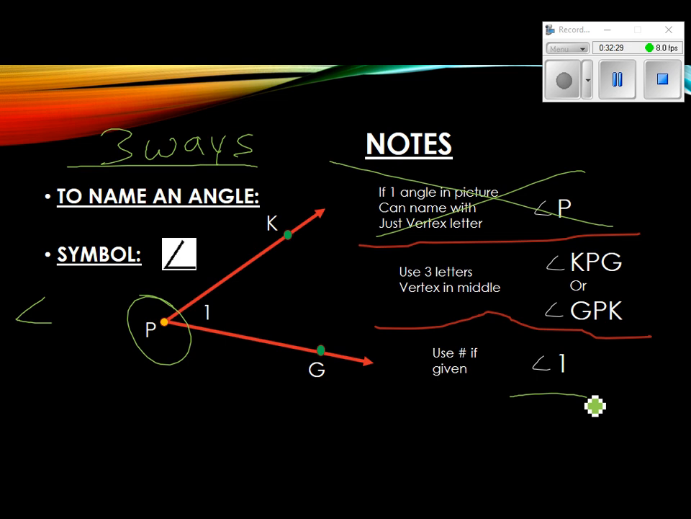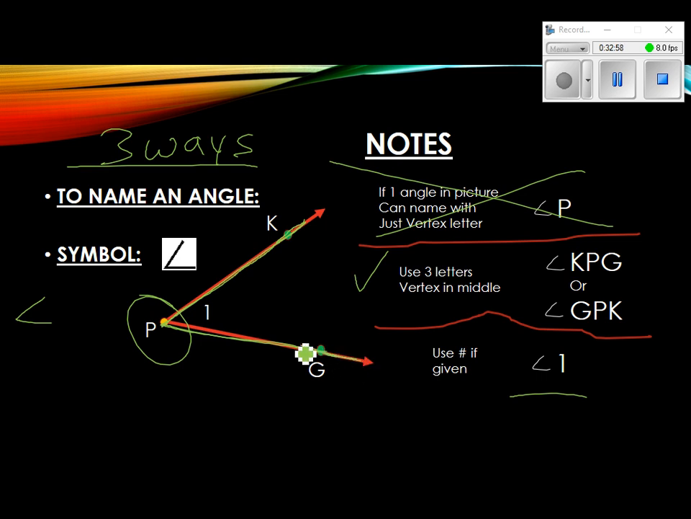The third way, this is the best way to name it because there's no confusion this way. You name it using 3 letters. This letter, the vertex, and this letter. And you just walk around the angle. So when I walk from here, what letters do I hit? So guess how we name that? KPG. Angle KPG.